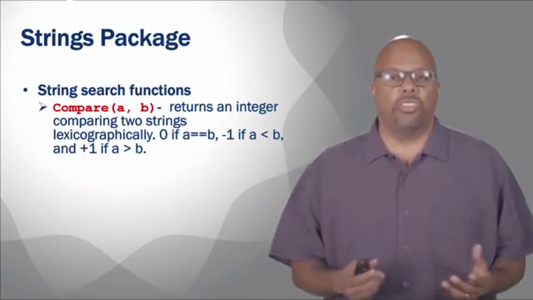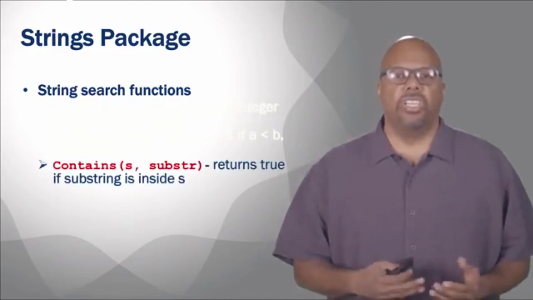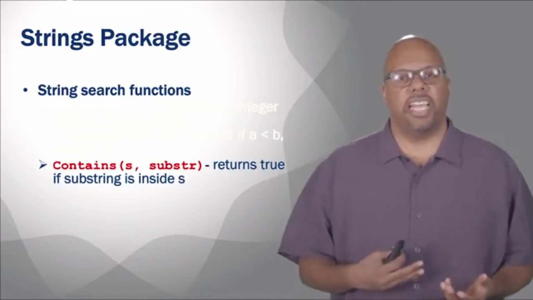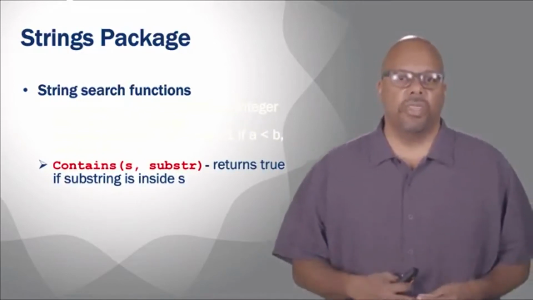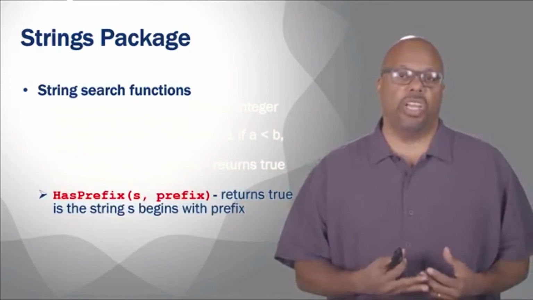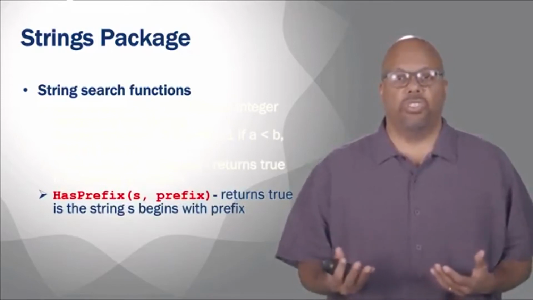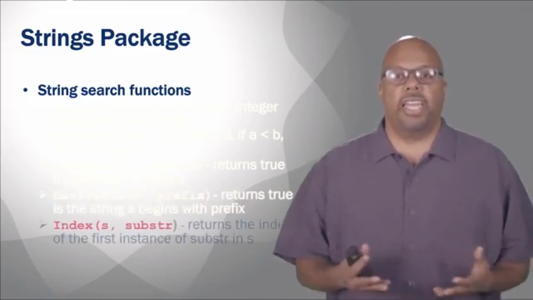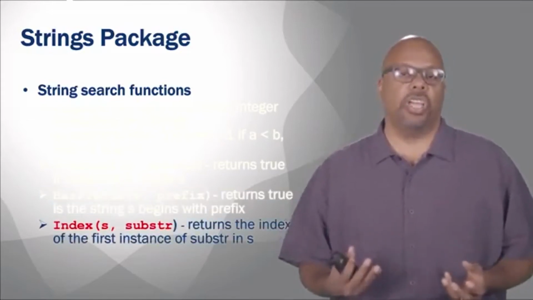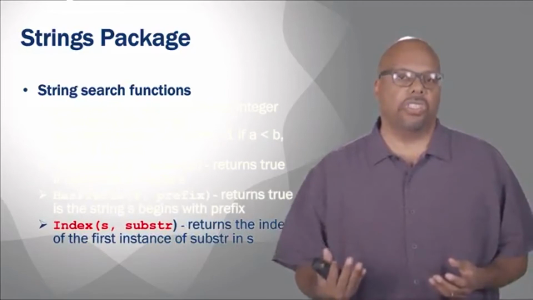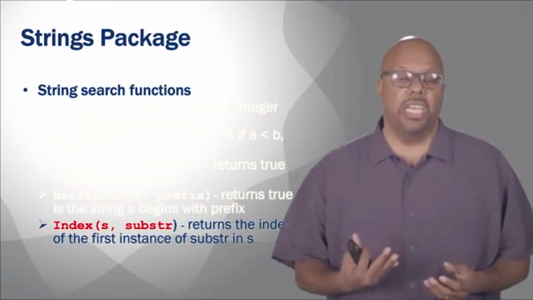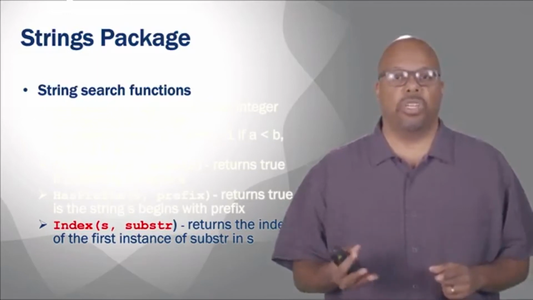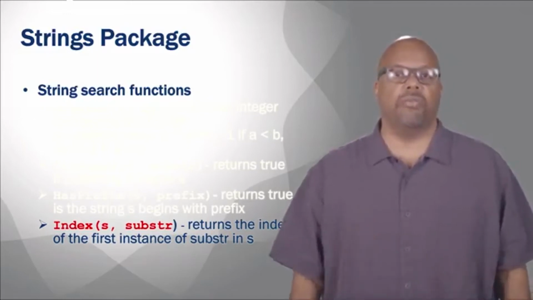Then contains: you give it a string S and a substring. If that substring is contained inside S, it returns true, otherwise false. HasPrefix: you give it a string S and a prefix, and it returns true if S starts with the prefix. And index: you give it S and a substring. What that does is a search. It searches for the substring inside S, and it returns you the index of where the first instance of that substring can be found inside S, if it can be found.